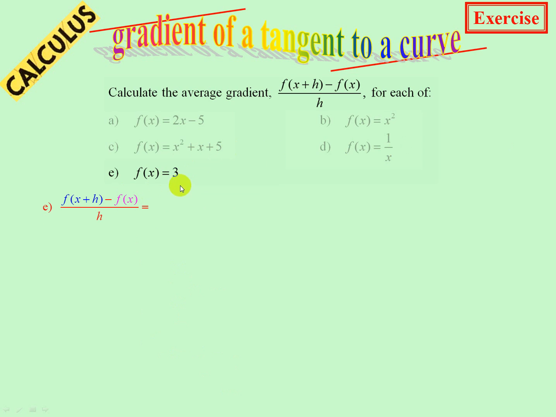If f of x equals 3, that's a constant. If f of x is equal to 3, f of 1 is 3, f of 2 is 3, f of a is 3, f of x plus h is 3. So therefore f of x plus h is just 3, minus f of x, which is 3, giving you 0.